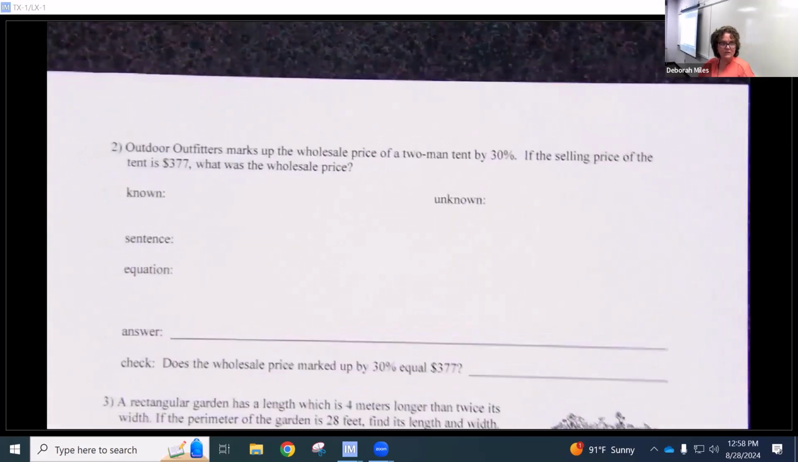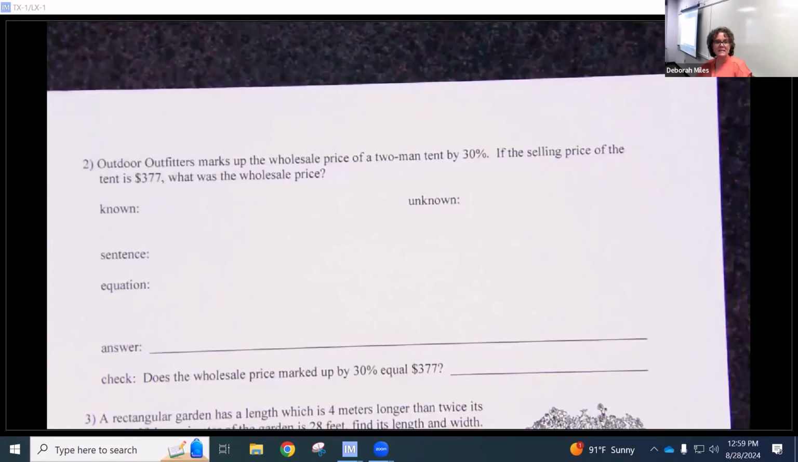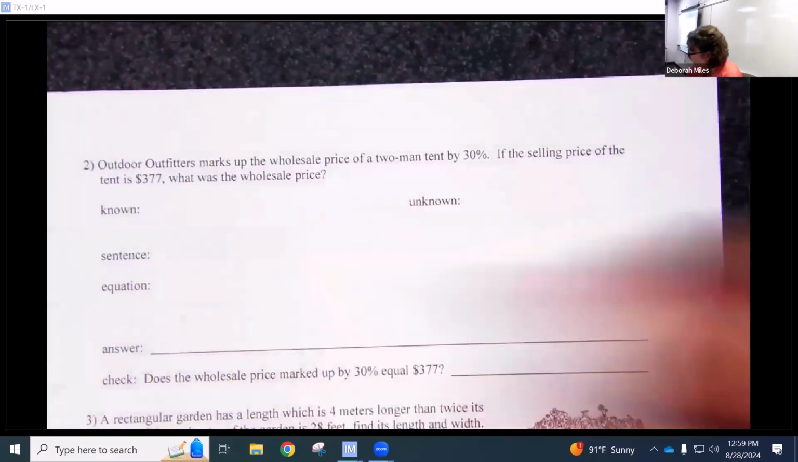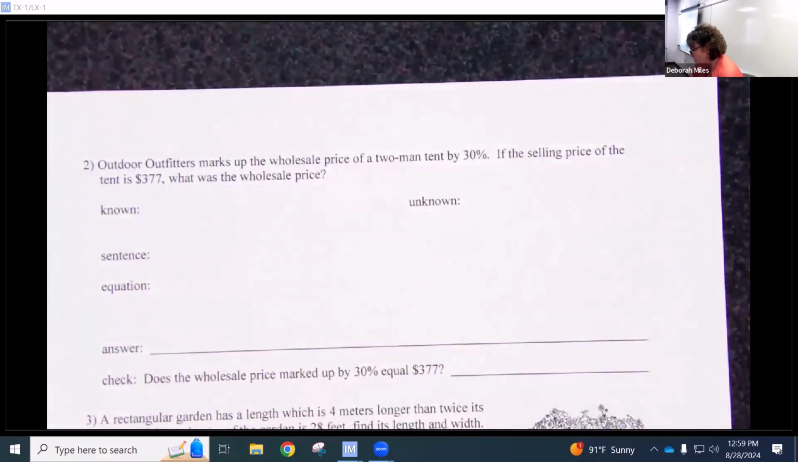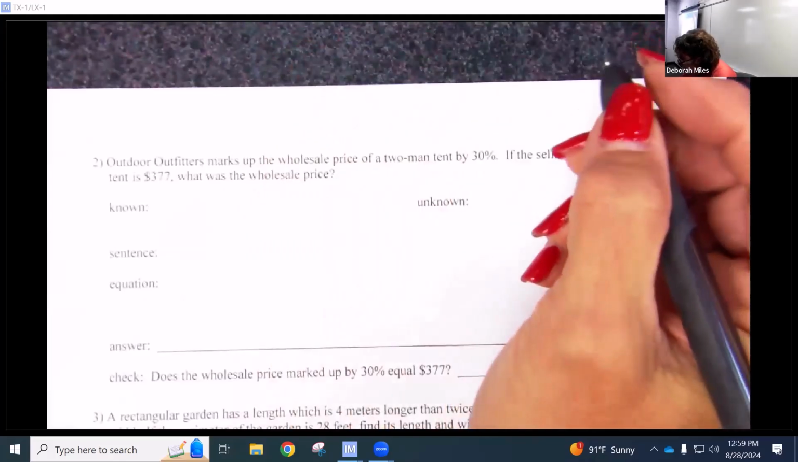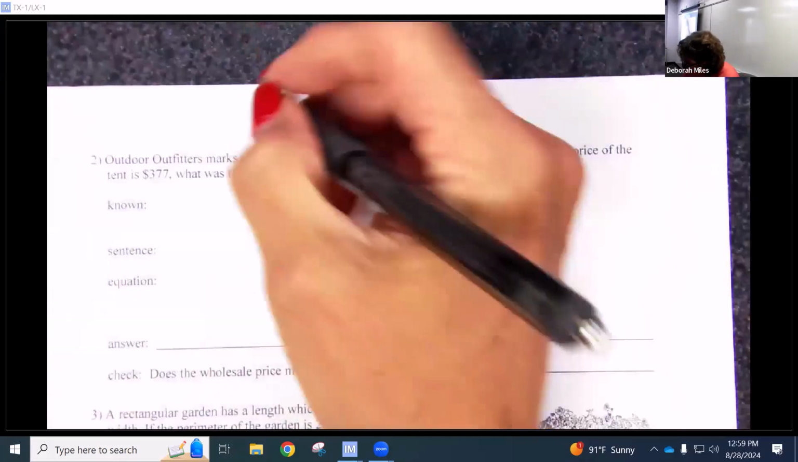Outdoor Outfitters marks up the wholesale price of a 2-man tent by 30%. The selling price is $377. What's the wholesale price? When I'm considering something that's being marked down and marked up, some words I might want to use are the wholesale price. I'm going to call that original price, just in case you don't know what wholesale means. I'm looking for the wholesale price.